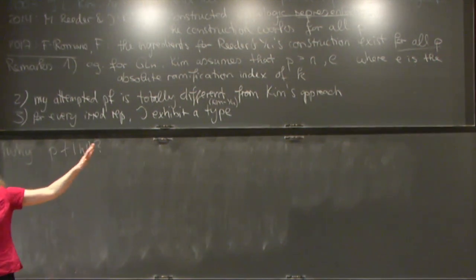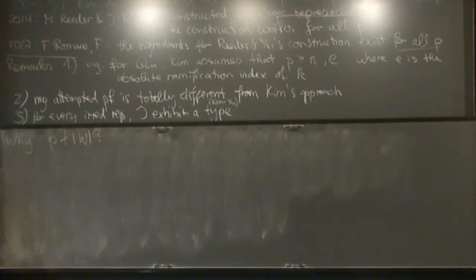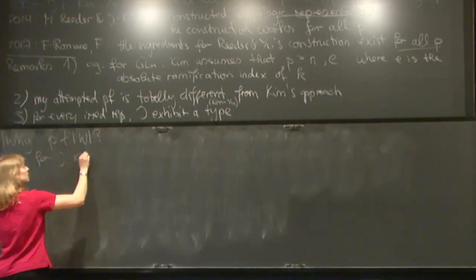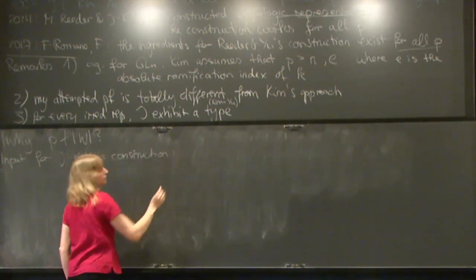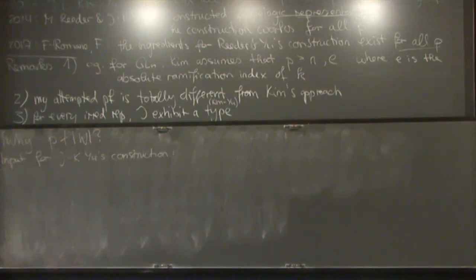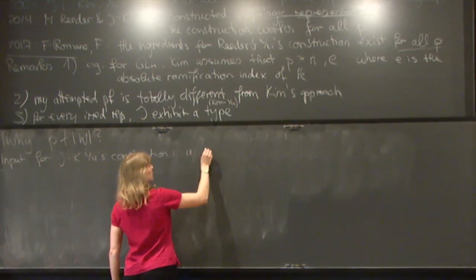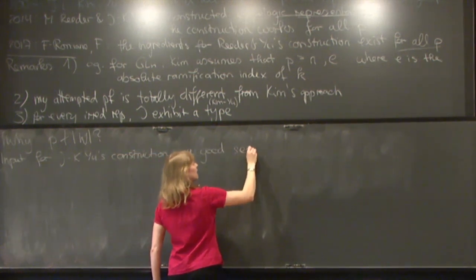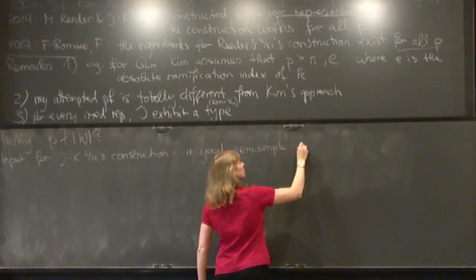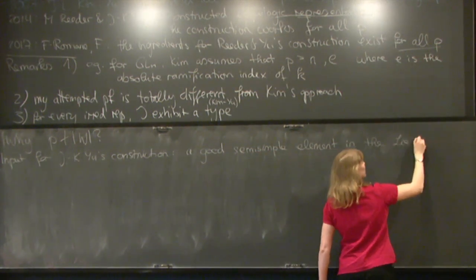I mean, of course, G should be tame, split over a tame extension, because that's what JKU assumes. But why this one? So the input for JKU's construction is, on first glance, a rather complicated datum. But one of the important things in his input is something which I'm going to explain afterwards. It's called a good semi-simple element in the Lie algebra.